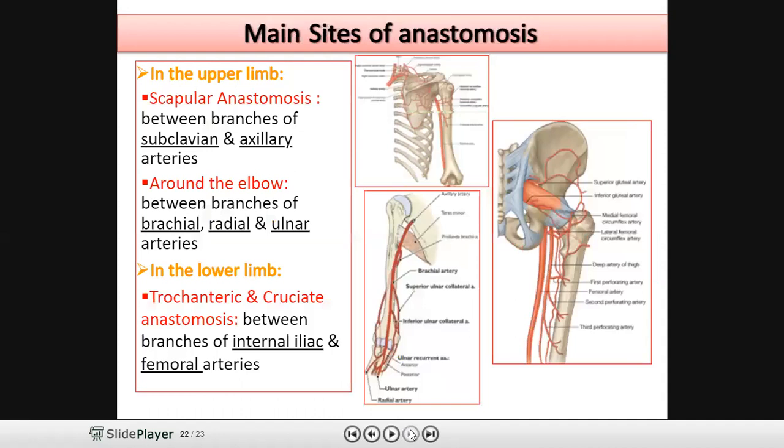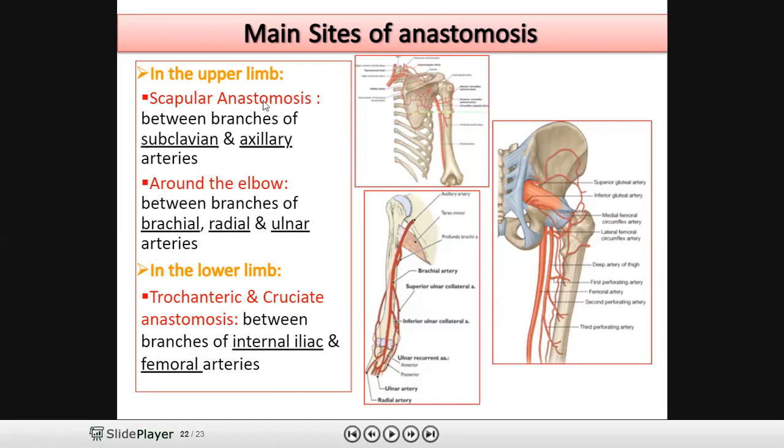Okay, so main sites of anastomosis. So anastomosis, as we said, is a network of blood where different blood vessels come together to give a kind of collateral blood supply. So where do you find anastomosis of blood vessels?